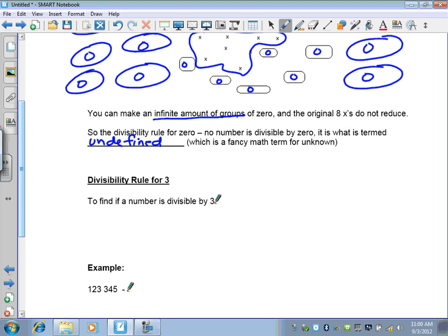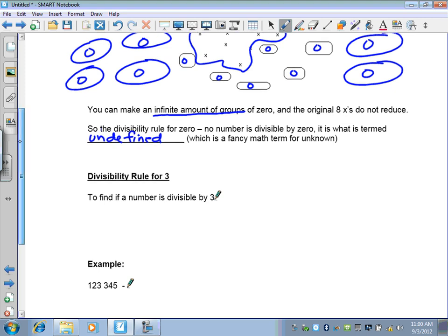So whenever you're asked for the rule for dividing by 0, your answer is going to have to be no number is divisible by 0. I'm not expecting you to give me a whole huge explanation. Just understand that it's undefined.